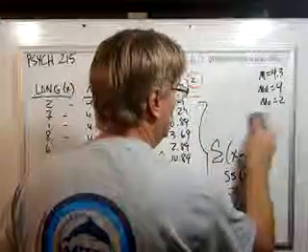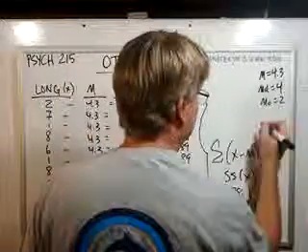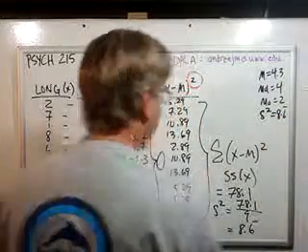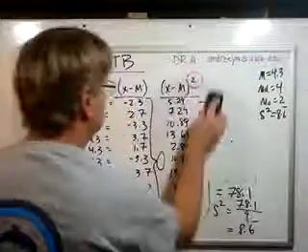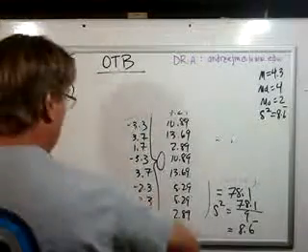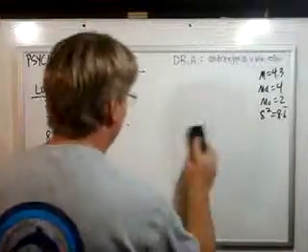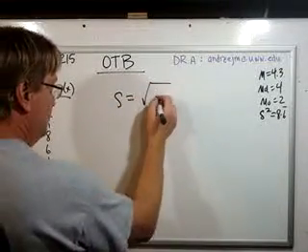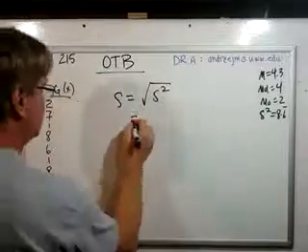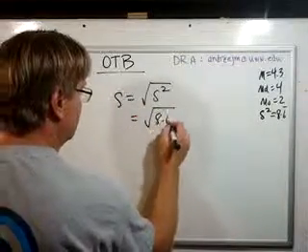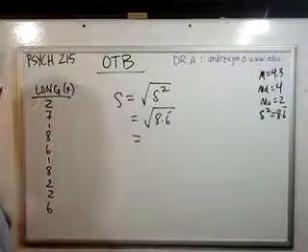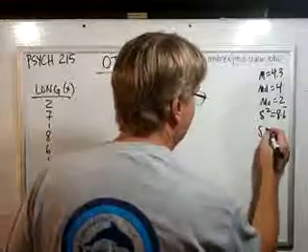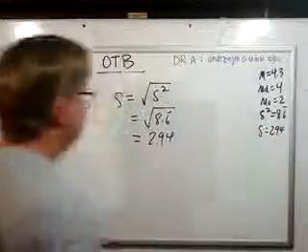So let me put some more descriptive statistics that we've calculated. We calculated variance to be 8.6 repeating. Now we might want to calculate standard deviation, which is just the square root of variance. So S is equal to the square root of 8.6 repeating, and this is equal to 2.94. So standard deviation is 2.94. Okay.